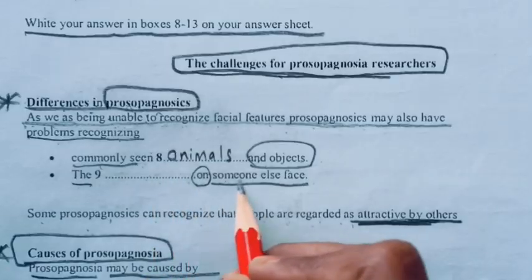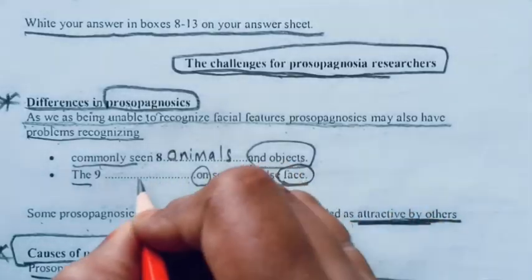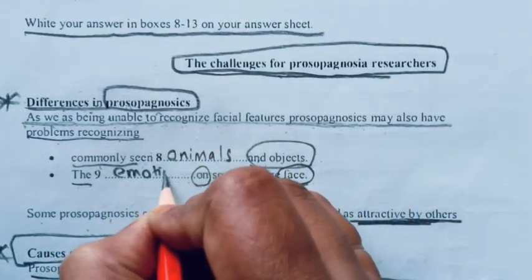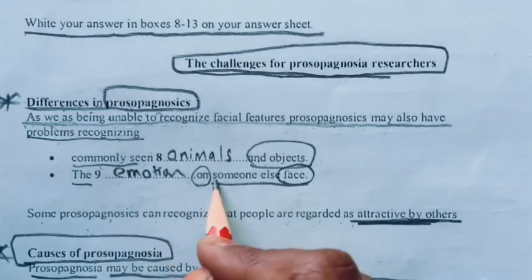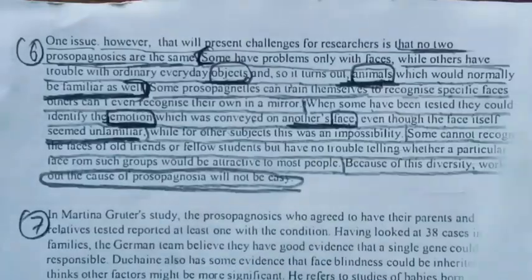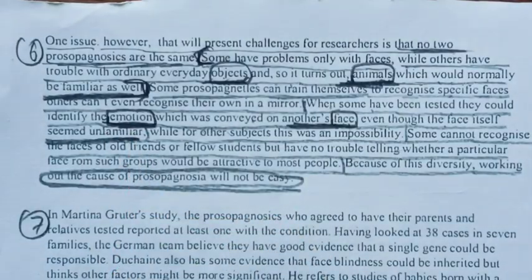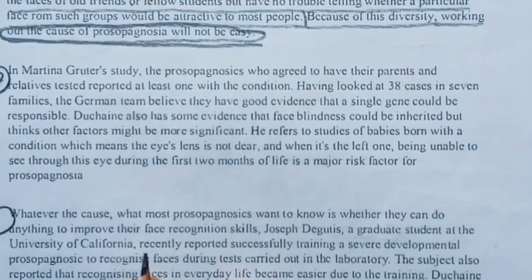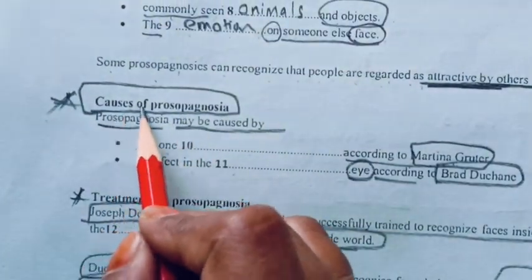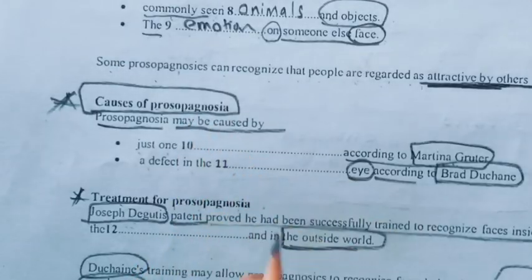So the dash on someone else's face. Emotion will be our answer, the emotion on someone else's face. I hope you have understood this. So we will move forward, and here our keyword is causes of prosopagnosia.